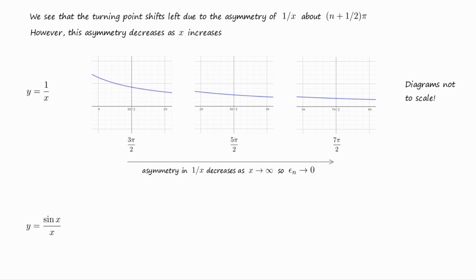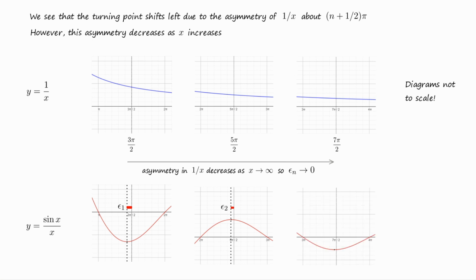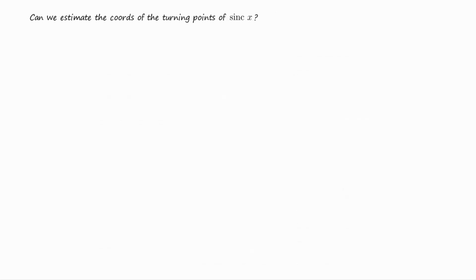That is, we expect the graphs of sine x over x near the turning points to look like this, with epsilon sub 1 being the largest shift and epsilon sub 3 being the smallest. And of course, we would like to know more about the turning points of sinc x. We would like to be able to at least estimate them, and we will estimate the location of the turning point for epsilon sub 1, and we know that the other epsilons are smaller, and because we only want to sketch the function, this will be sufficient.